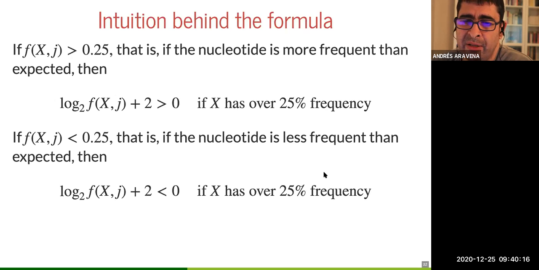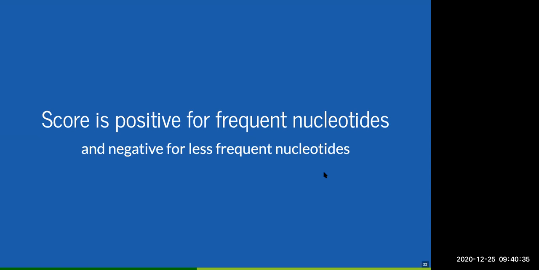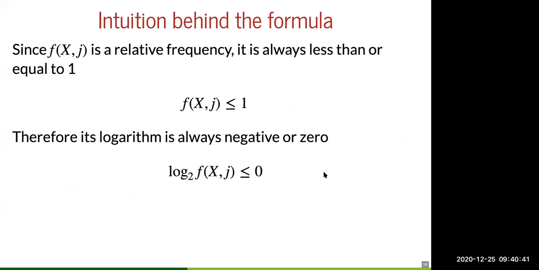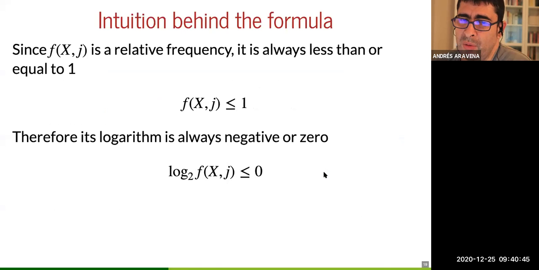So the summary is this. Score will be positive for the nucleotides that are frequent, frequent meaning more than 25%, and negative for the ones that are less frequent, meaning less than 25%. Okay? 25% just relies on the fact that we have 4 letters, right? So each of them has 25%. Well, it is not obvious. I will go to that.